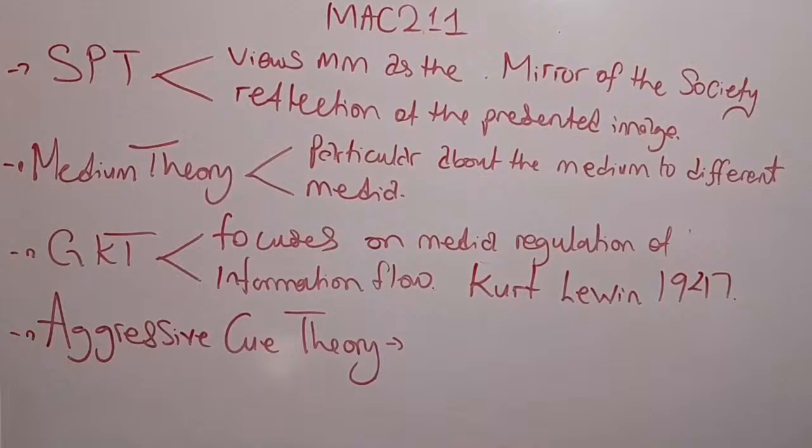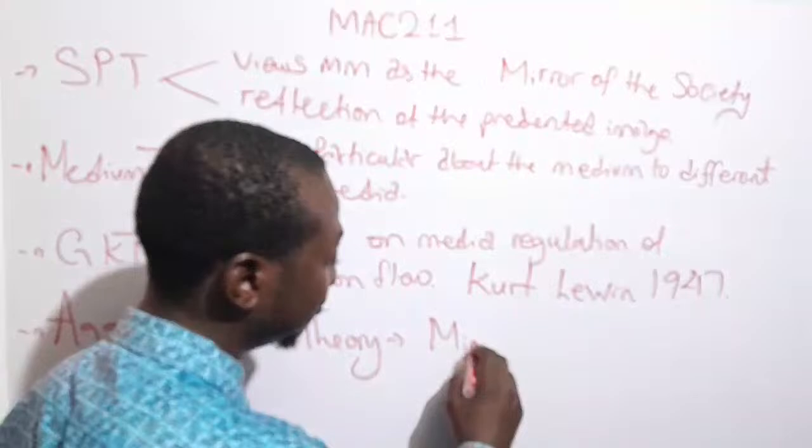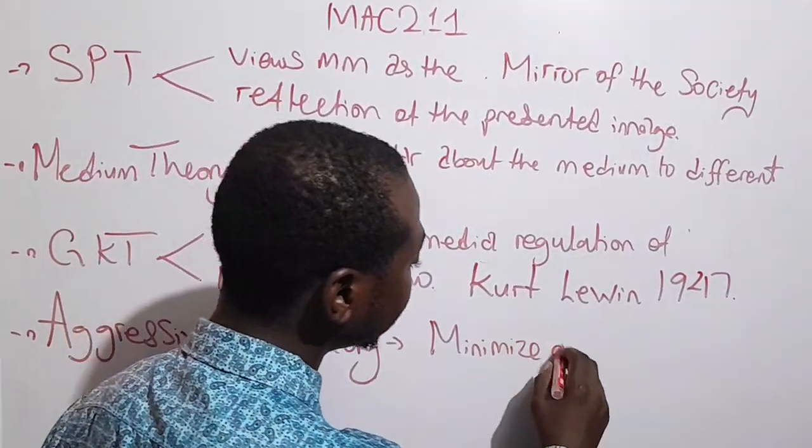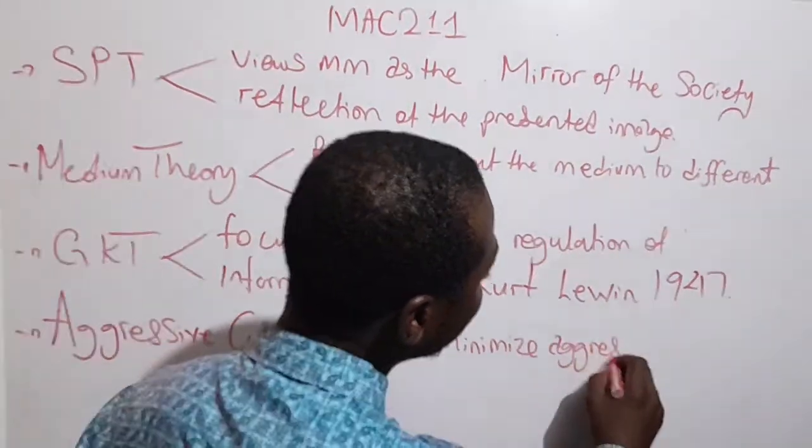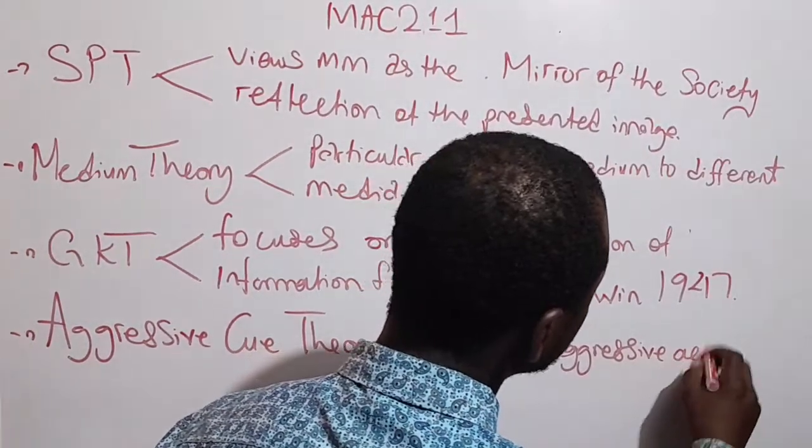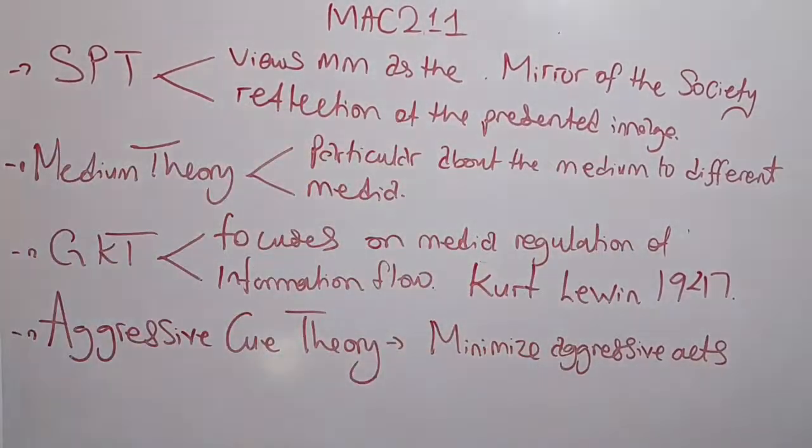Now, this theory could be utilized to help minimize aggressive acts that lead to violent crimes. Minimize aggressive acts. But the purpose of this theory is to understand why people act violently in certain ways. So we have that as that.